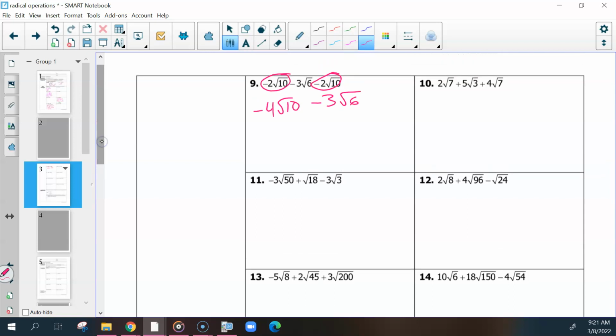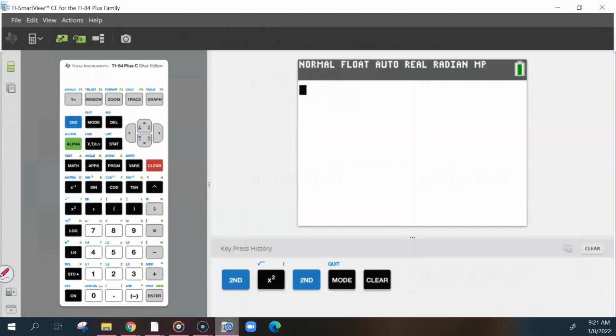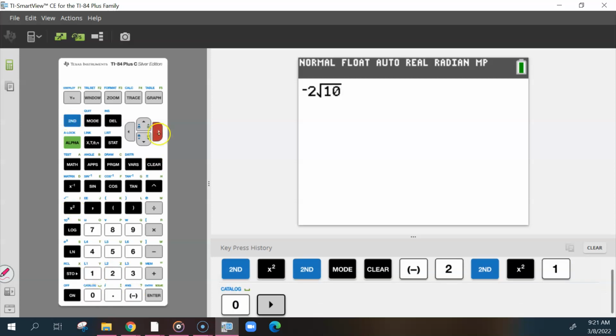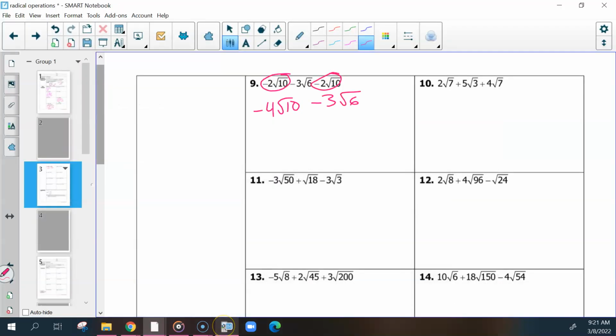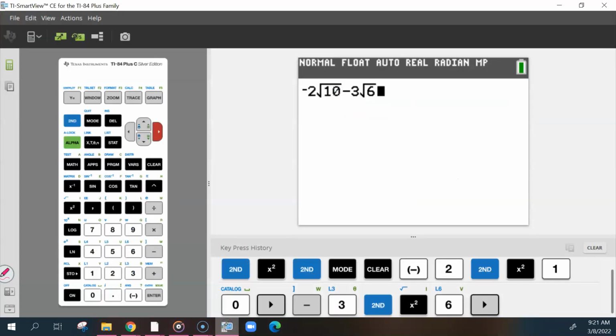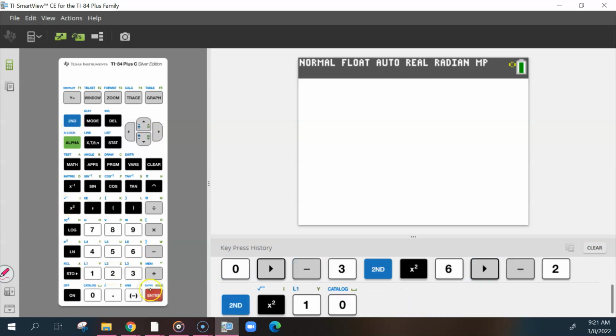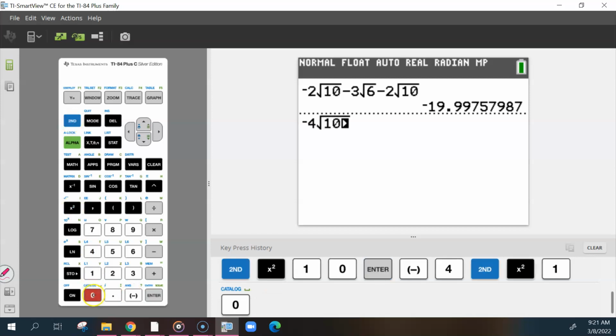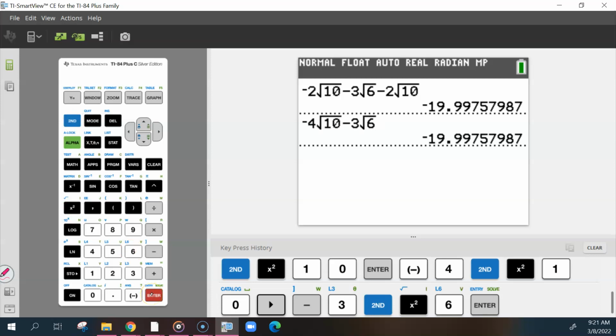I'll put this in real fast just so we're all on the same page. Negative 2 times the square root of 10 minus 3 times the square root of 6. Sorry, I forgot what the other one was. Minus 2 times the square root of 10. Negative 4 times the square root of 10 minus 3 times the square root of 6. Should be the same. So it's supposed to look like that. Okay. Should be the same.